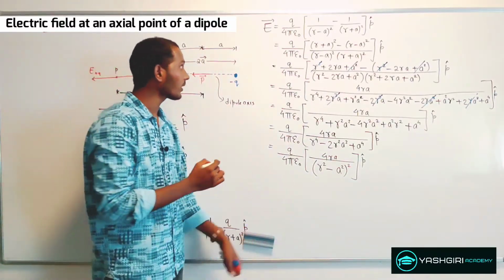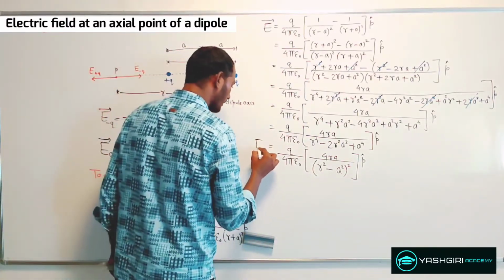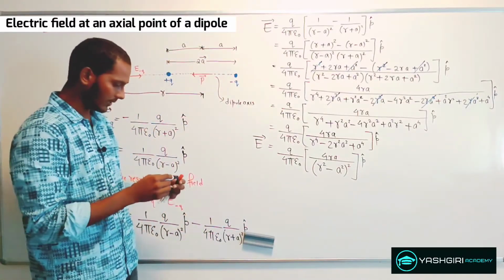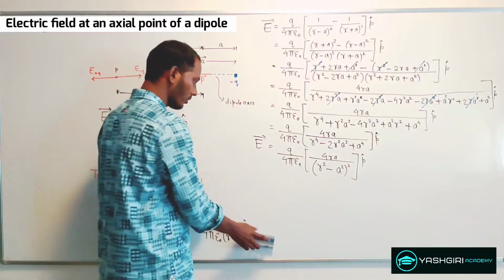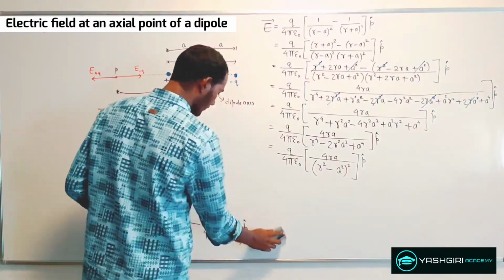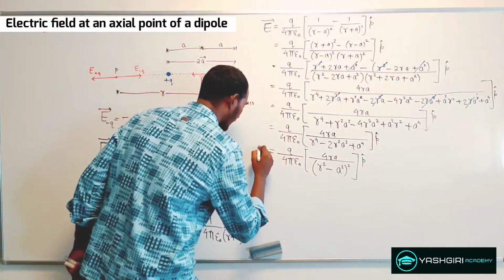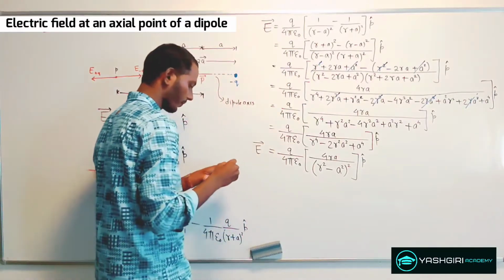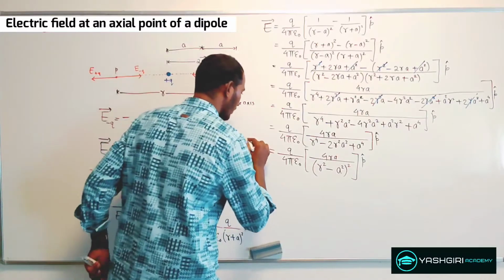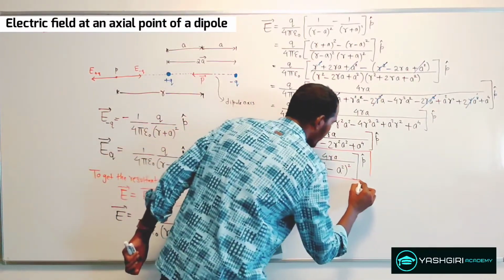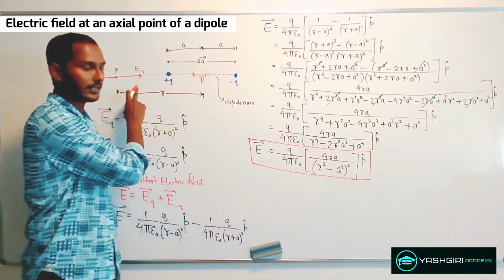So here what I have got is the electric field, and this is the equation that you need to put in a box. Put it in a box. Let me highlight this. This is a vector E. So this is the equation to calculate the electric field at any point on this dipole axis.